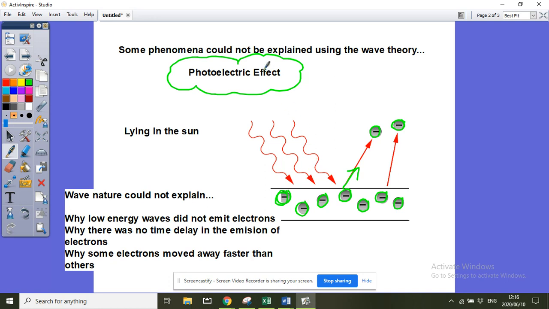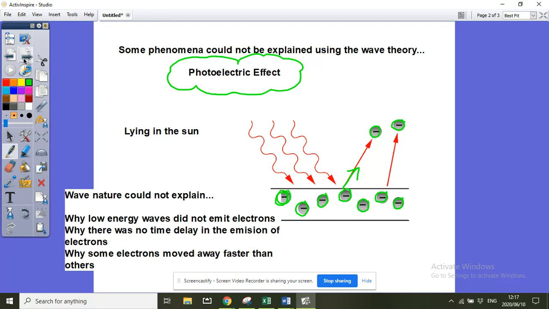That phenomenon of the photoelectric effect they could not explain using the wave theory. And then that the electrons left at different speeds. So they saw all these different things. They saw it happens immediately. They saw electrons were leaving at different speeds, and they saw that some lights could emit electrons and some lights not. And now we need to think about the particle theory.